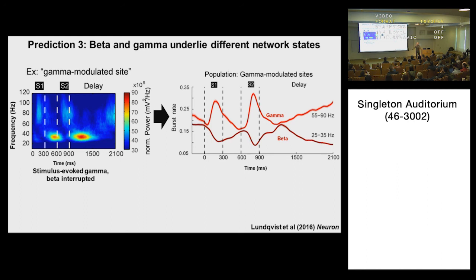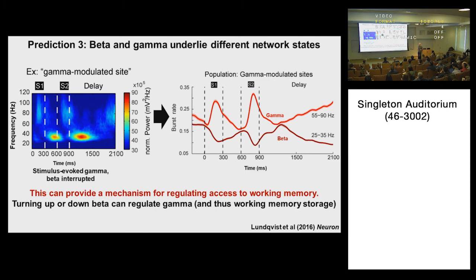So we saw this sort of push-pull relationship between beta and gamma. What occurred to us is that this could provide a mechanism for regulating access to working memory. If gamma is associated with the encoding of information in working memory, the maintenance of information in working memory, the read of information in working memory, then you can regulate access to working memory and working memory storage in gamma by turning up and down beta. You turn beta up, gamma will drop. You relax beta, gamma can go back up, and you can encode information in working memory. So this might be a pretty good mechanism by which you actually gain control over working memory storage.